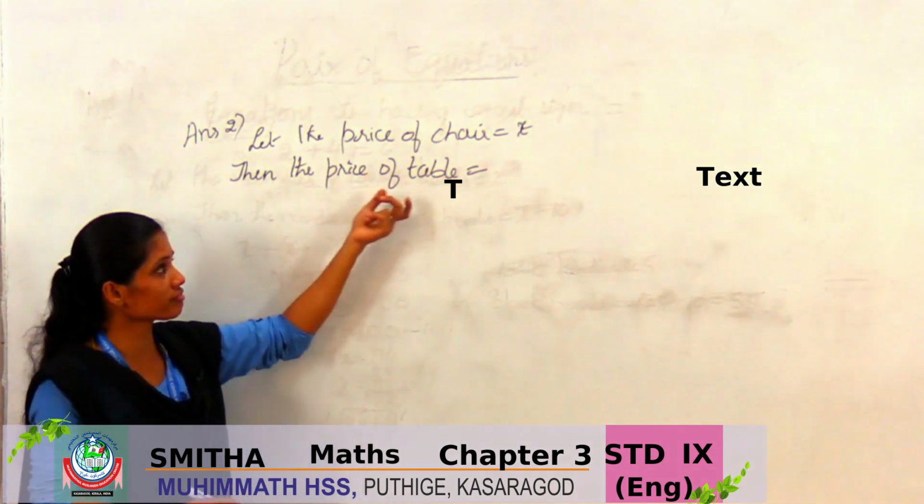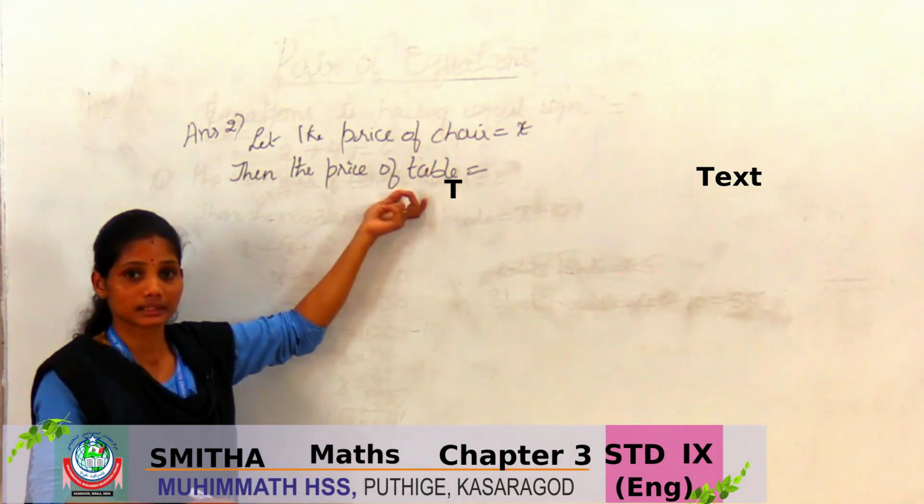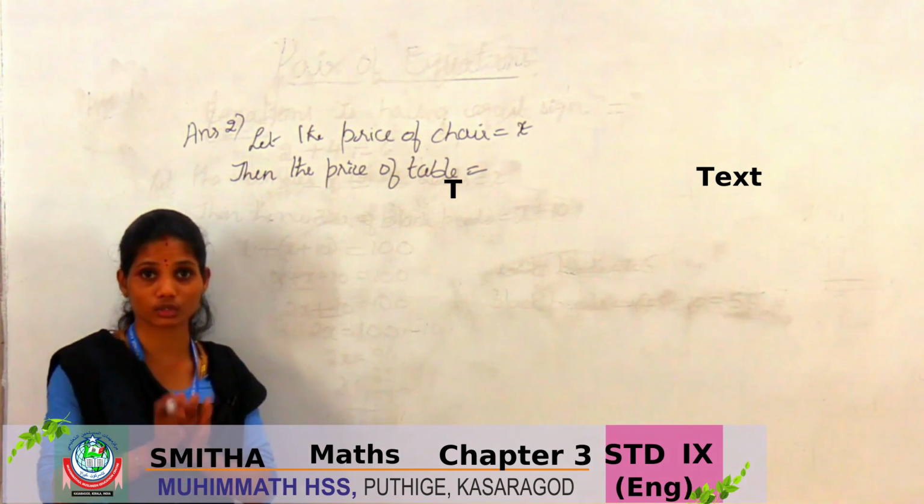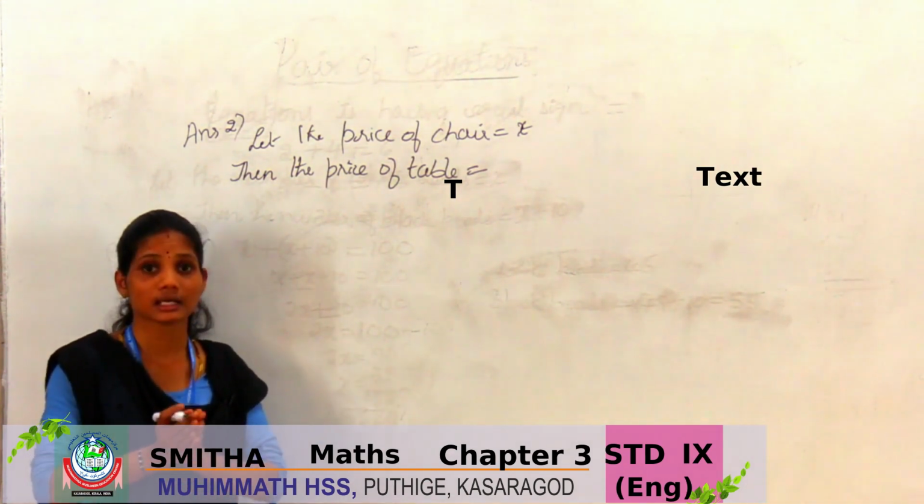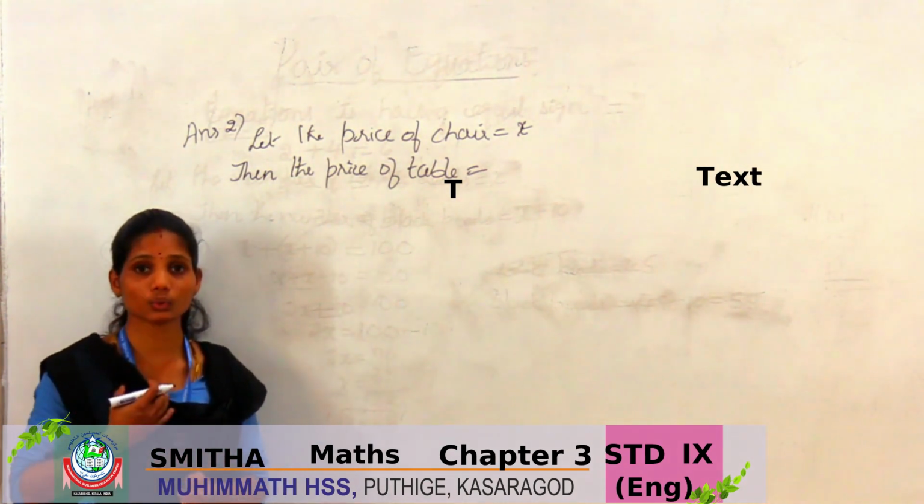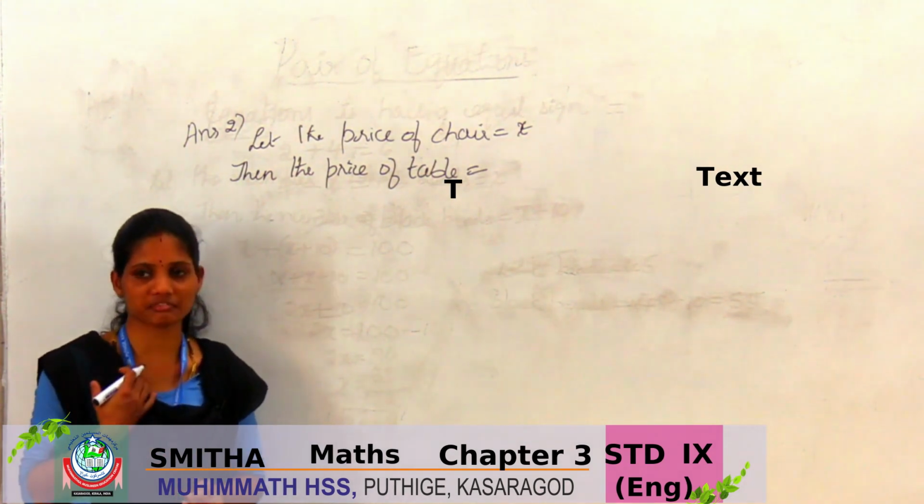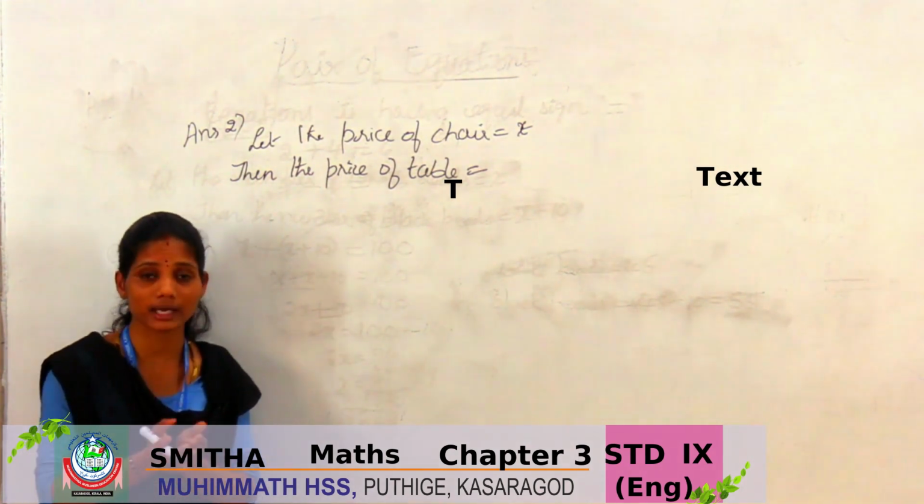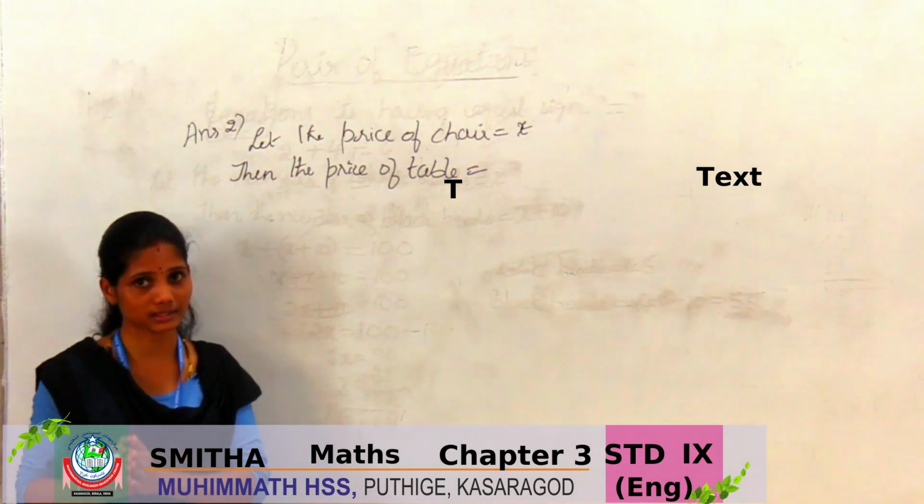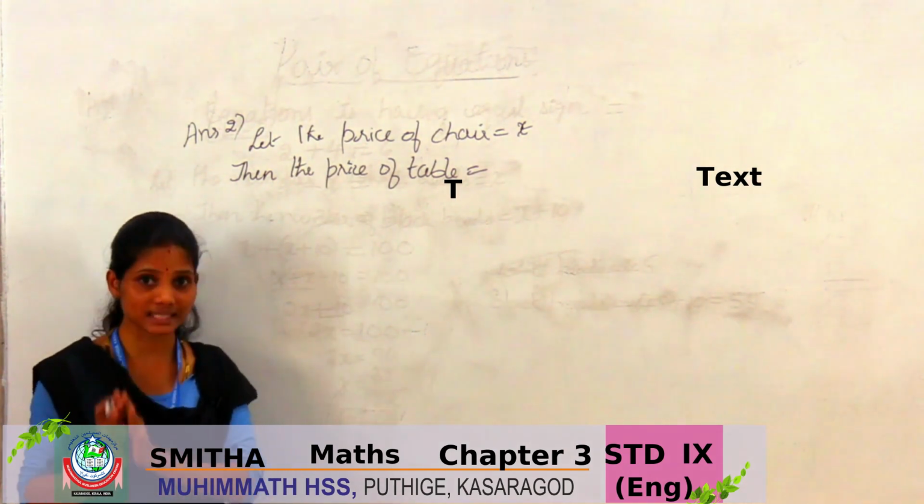Then the price of the table. Think there are 10 chocolates. There are total 10 chocolates. 3 you give to me. I take 3 from that. So how many are now remaining? There are 10 minus 3. 10 minus 3 is 7.